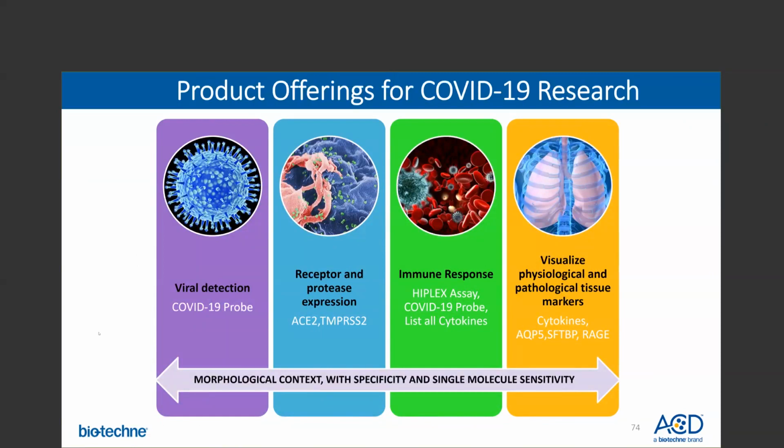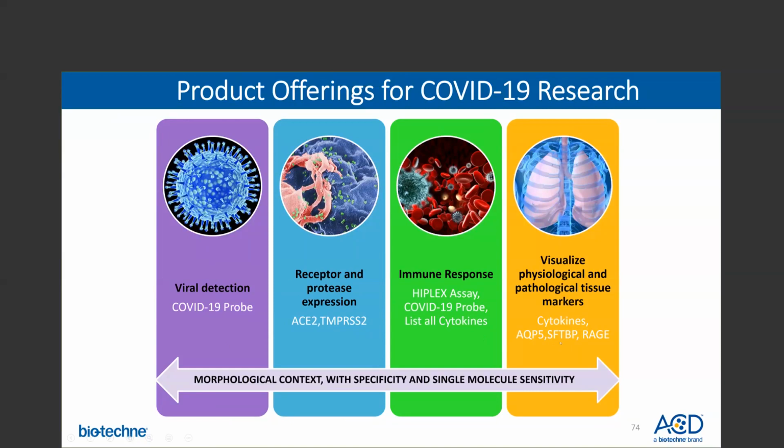Obviously, you can do the viral detection with the COVID-19 probe, but you can also use a wide array of other probes to detect other targets which are associated with the pathogenesis of COVID-19. So you can use probes for receptor and protease expression, and you can also use probes for the immune response to look at the cytokines.